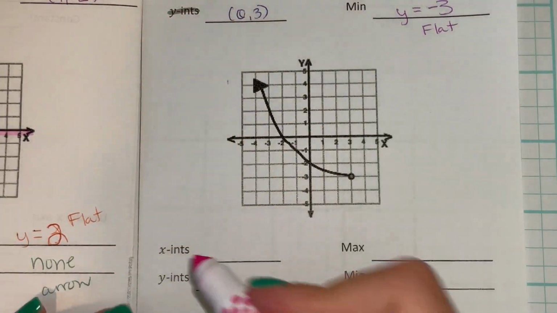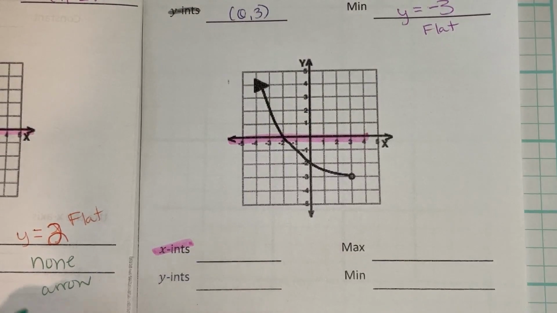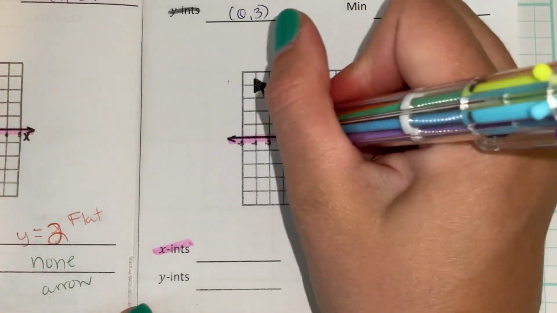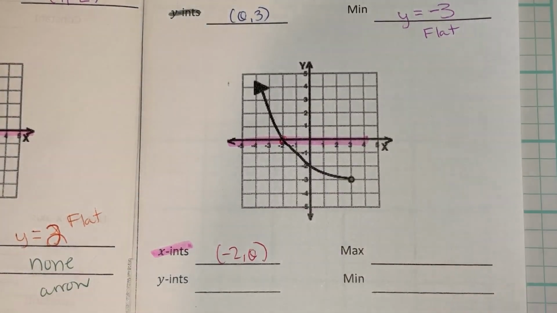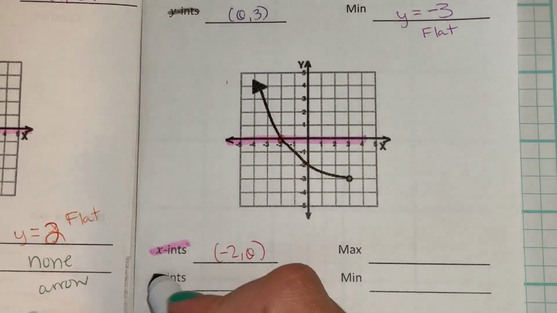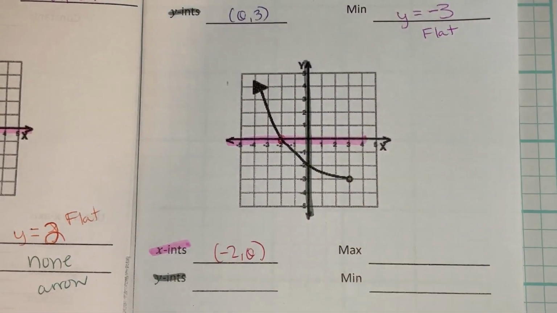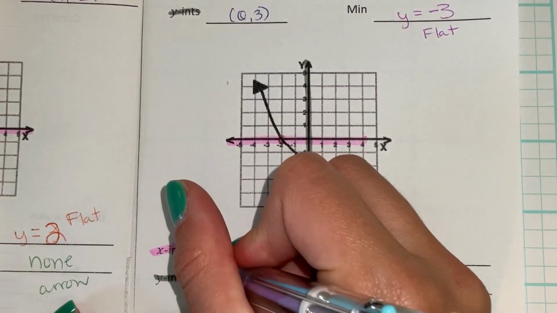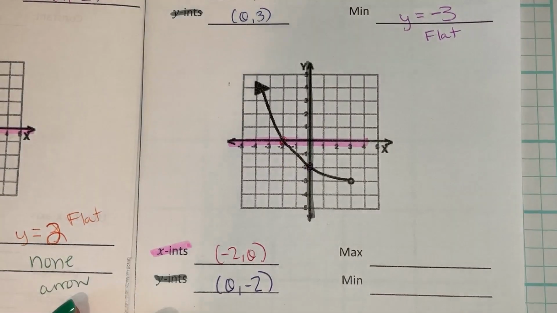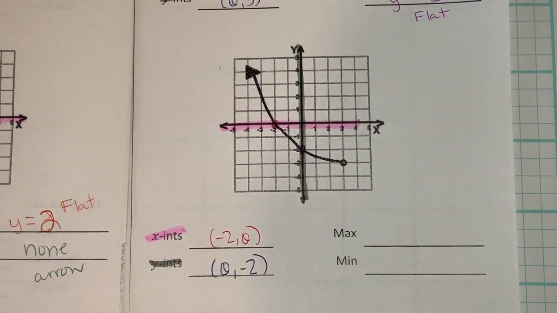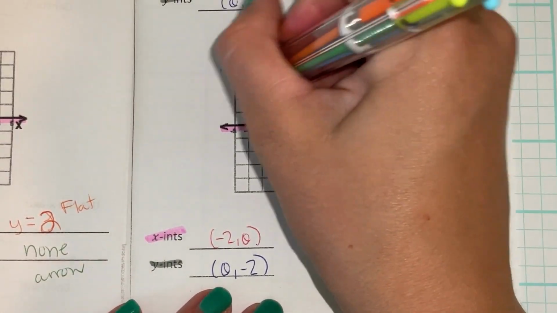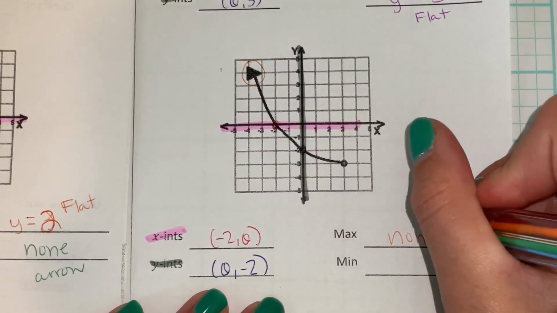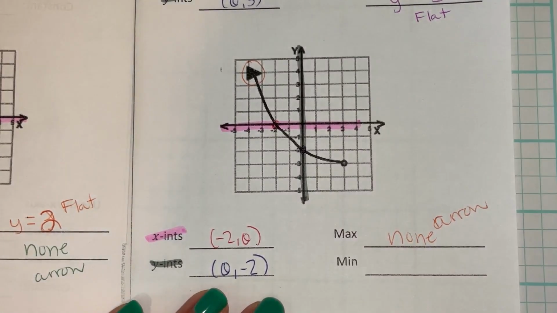X-intercepts happen on the x-axis. There's only one happening here, and that one is at -2. And we write it as -2, 0. I must really like the number 2. Y-intercepts happen on the y-axis. Our y-intercept in this graph is happening at -2, and we write it as 0, -2. Our maximum is an arrow, which means there's none. That arrow goes forever, and it's none because of that arrow.